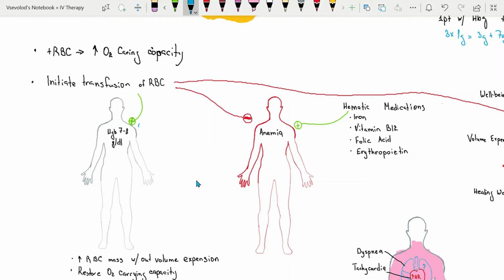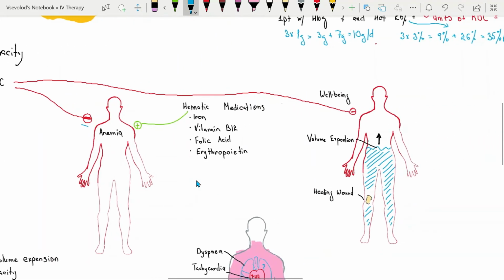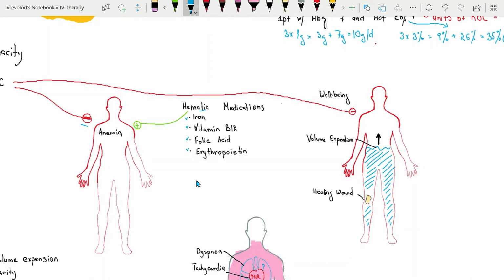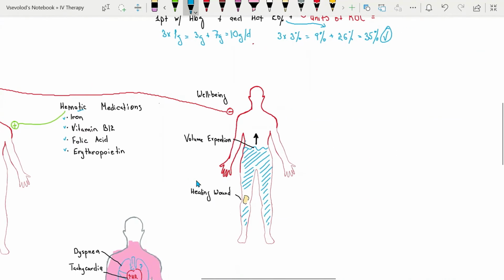Red blood cells should not be used to treat anemia that can be corrected with hematinic medications such as iron, vitamin B12, folic acid, or erythropoietin. Do not transfuse red blood cells to improve general well-being. Also, do not transfuse red blood cells to enhance wound healing or to expand the volume.